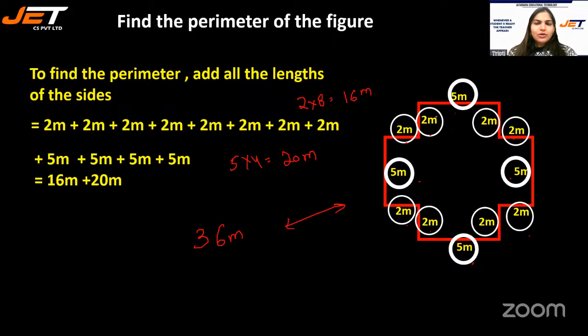Even if you add all of them like this, 2 plus 2 plus 5 plus 2 plus 2, then also it will be the same. Okay? Because perimeter is the sum of all sides, no matter how you are adding. It's just adding all the sides together.